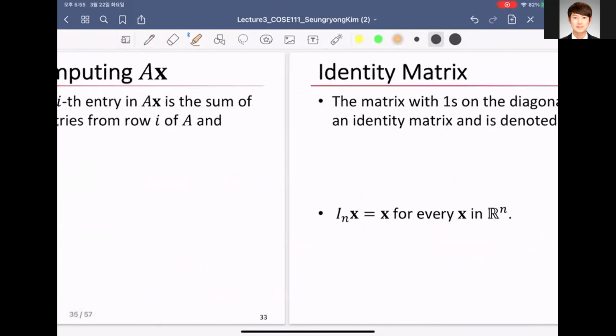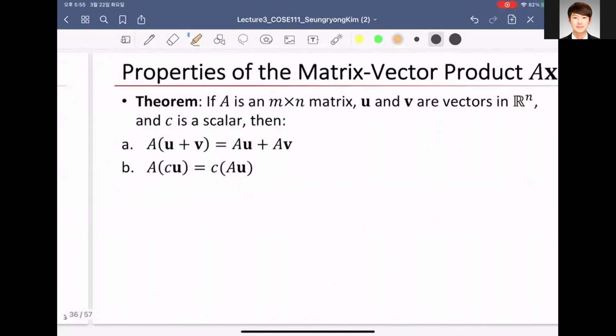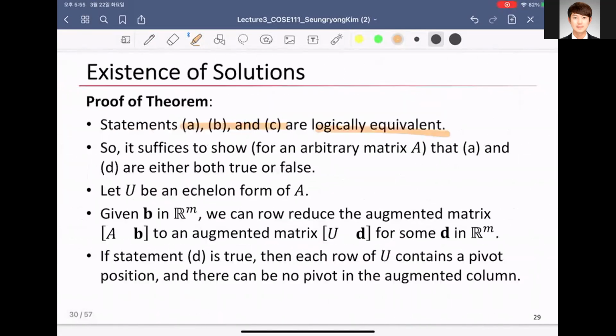오늘 여기까지 끝내야 되는데, 해봅시다. 빨리. 자, so A, B, C are logically equivalent, so it suffices to show for a matrix A that A, D either both true or not. Then we can say that A, B, C, D are all equivalent. Okay? 근데 A, B, C는 무조건 같으니까 D가 A랑만 같은지만 증명하고 끝내자라는 거예요. 그쵸?